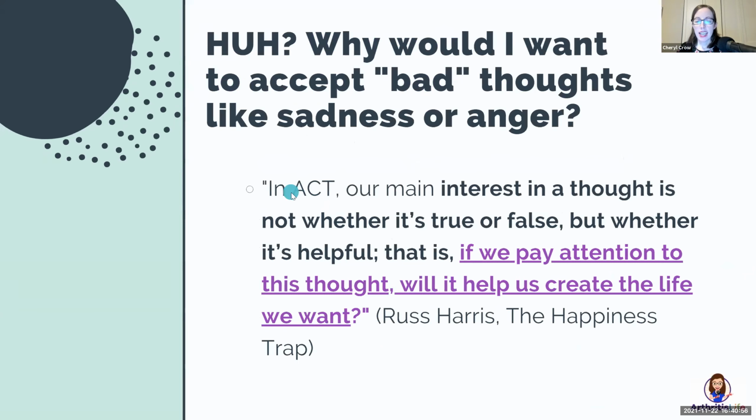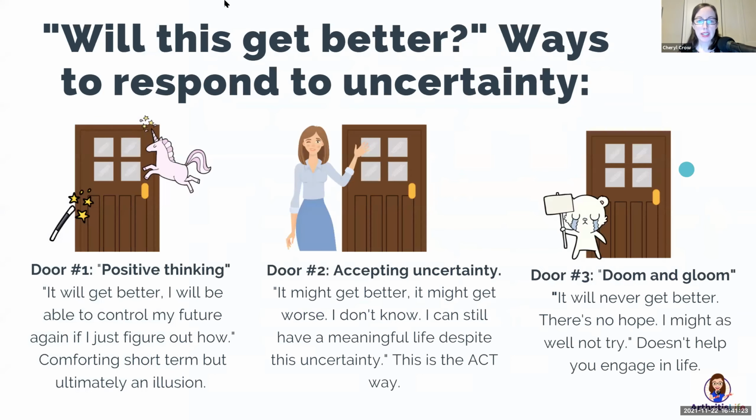So in ACT, you don't care about whether thoughts are true or false or distortions. Those of you familiar with CBT, cognitive behavior therapy, it's a little bit about, is this true or not? Am I having a distorted thought? In ACT, it actually does not matter if your thought is true or false. It's, if I pay attention to this thought, is it going to help me create the life I want or not? And if not, maybe I should just pay less attention to it. So this is how I think about it.